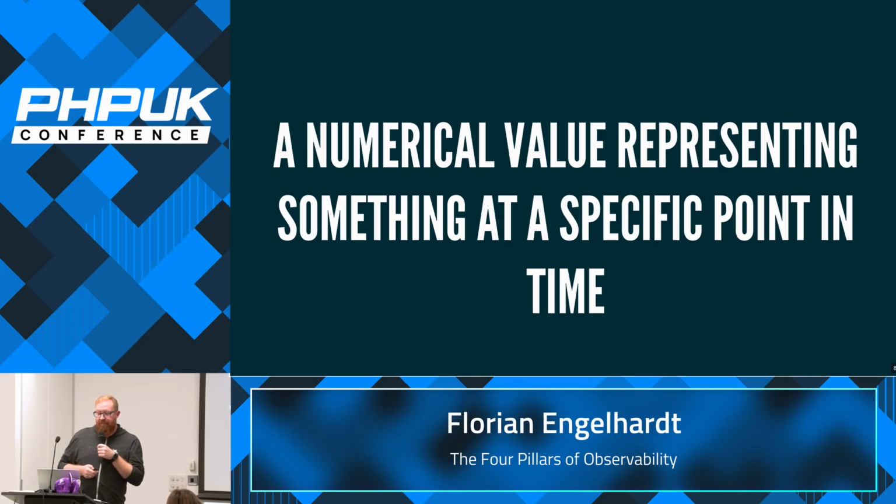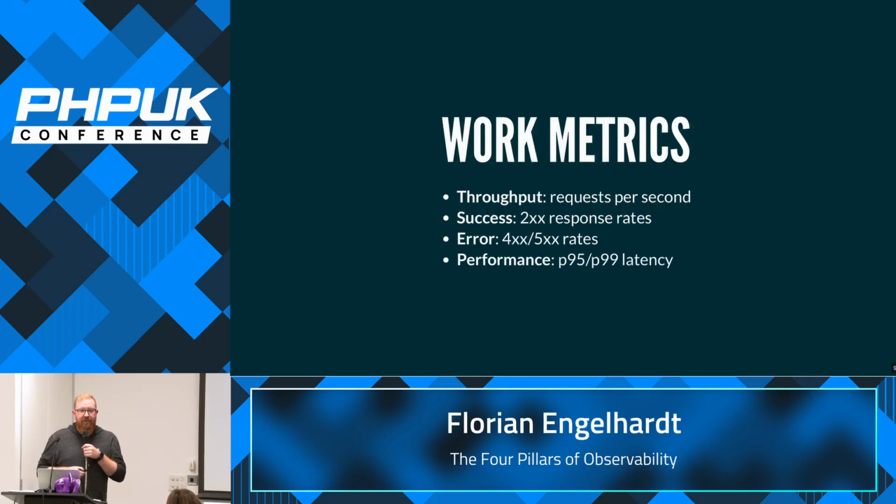There are 2 types of metrics. There are work metrics, which measure the useful output of your system. So basically you can say everything that your actual user experiences. Stuff like the requests per second, response rates, which error codes you're sending, your P95, P99 latency, all of this are work metrics because this is what your customer actually sees and feels.